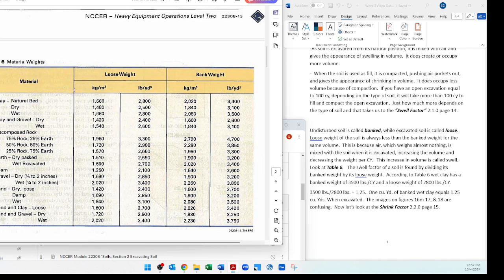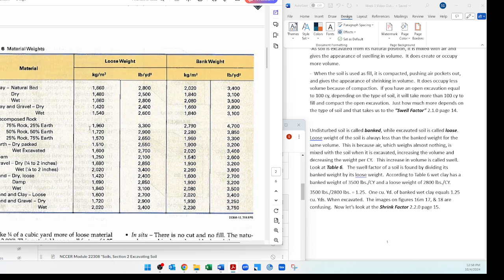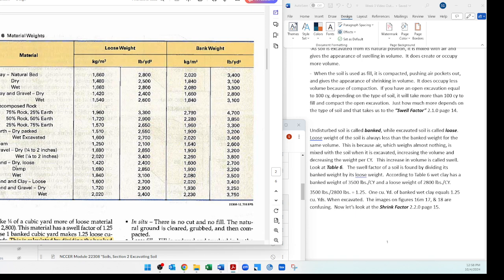Now, before we get started, this is loose weight. That would be after it's been disturbed. This is bank weight. That's before it's been disturbed. So it's available to you in kilograms per cubic meters or pounds per cubic yard. We will stick with pounds per cubic yards. Bank weight, the same. So when I started out, I talked about damp sand. And there it is for you.